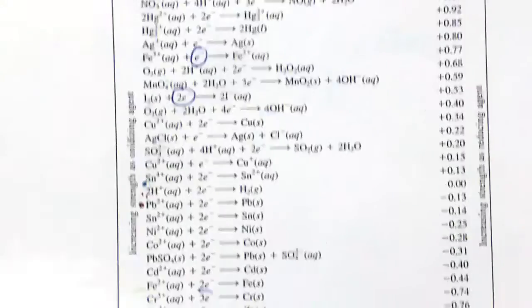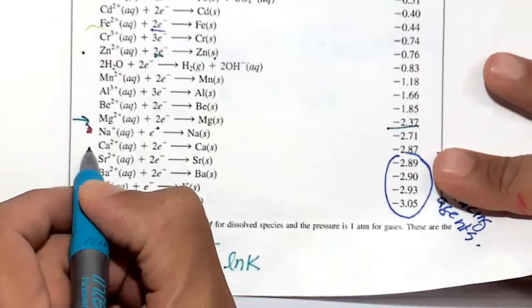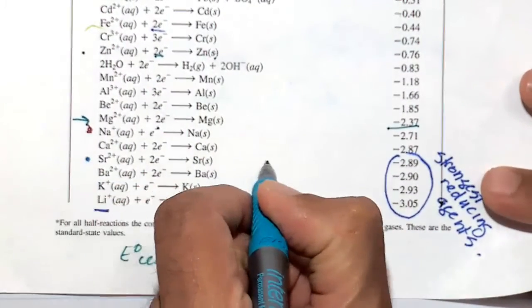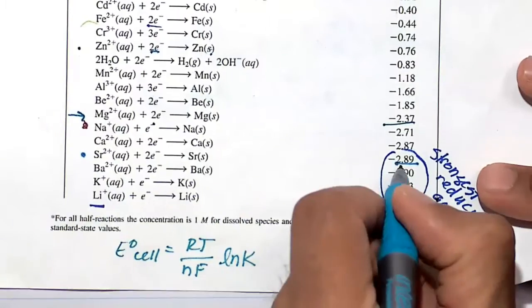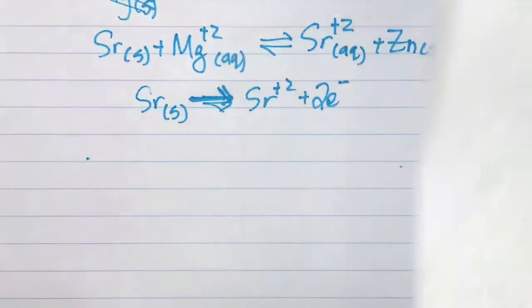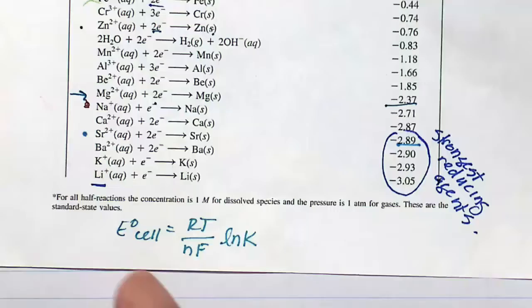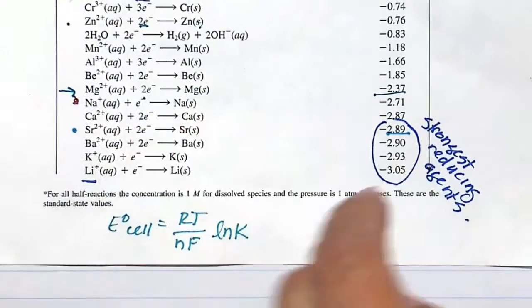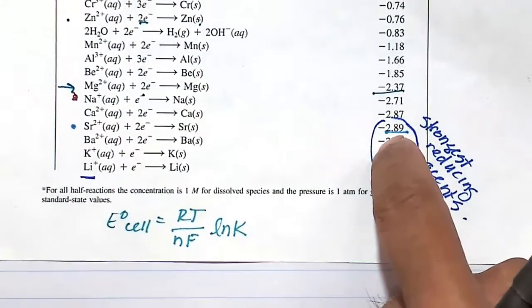Let's go find strontium here. Here is strontium, and that is gaining 2 electrons is minus 2.89 volts. Here we're losing those 2 electrons, so we got to flip the sign. So flipping the reaction, flip the sign, that's positive 2.89 volts.